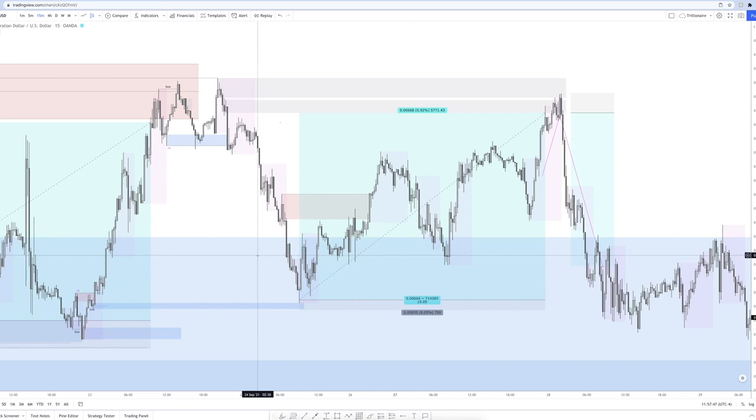What percentage of your account are you risking per trade? That should be a question that you're asking yourself. Me personally, I stick around 1%. All right, 1% to me is plenty to risk on a trade.